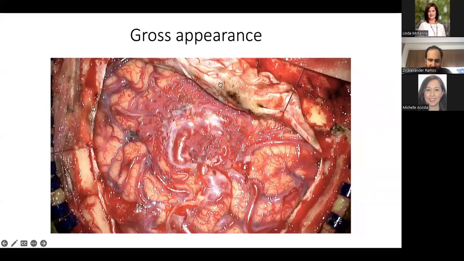And then this is what it looks like in the operating room. This is, again, that abnormal tangled vessels. It looks just like that drawing. And then this is kind of a giant abnormal vein that's draining. Here's another abnormal vein that's draining.